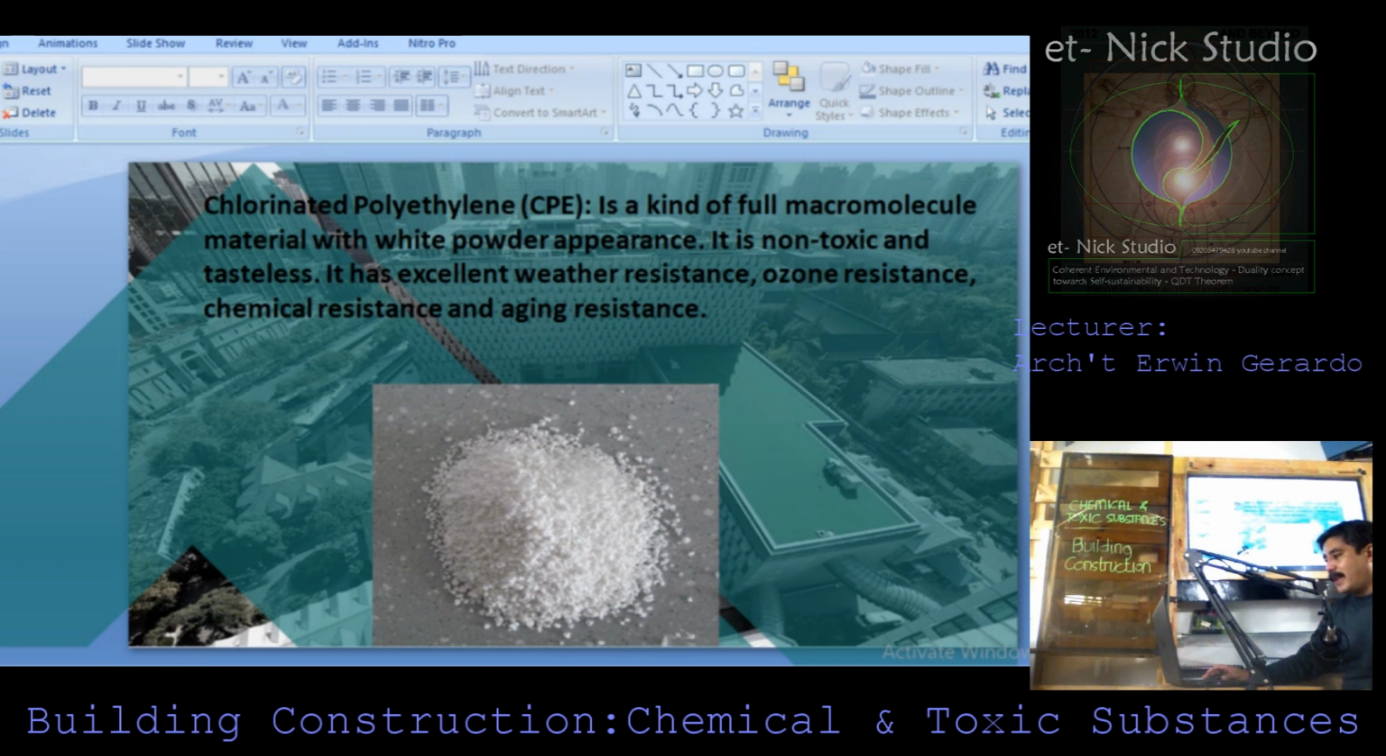Chlorinated polyethylene, abbreviated as CPE, is a kind of macromolecule material with a white powder appearance. It is non-toxic and tasteless. It has excellent weather resistance, ozone resistance, chemical resistance, and aging resistance. That is why it is highly recommended for use in this type of PVC.